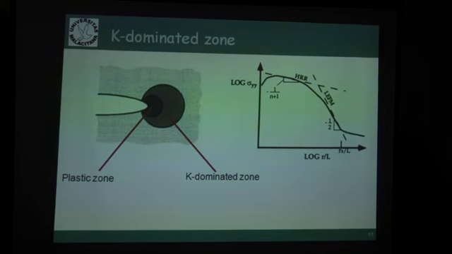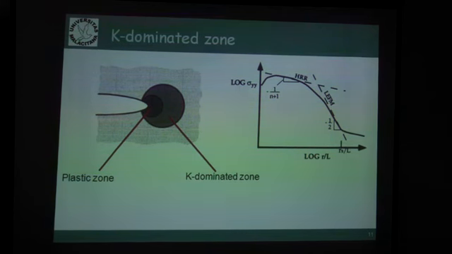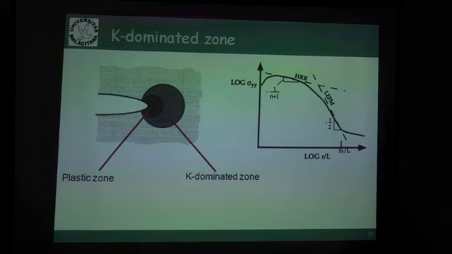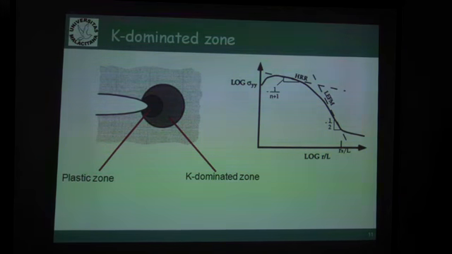Of course, at first, if we want to evaluate the stress intensity factor, one could think, well, just get data from the K-dominated zone. But in the case of image correlation data, this is not so easy. We have the crack tip, then we have the plastic zone, and surrounding the plastic zone, we've got the K-dominated zone.